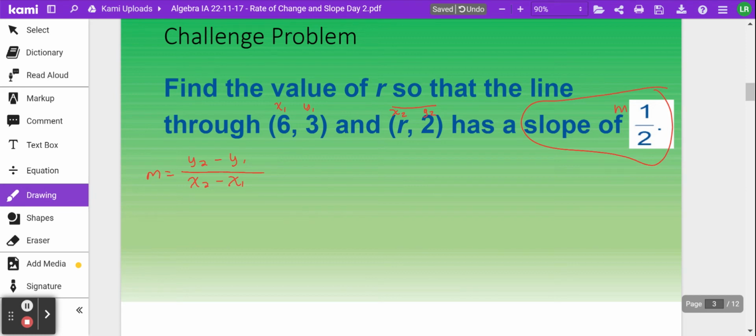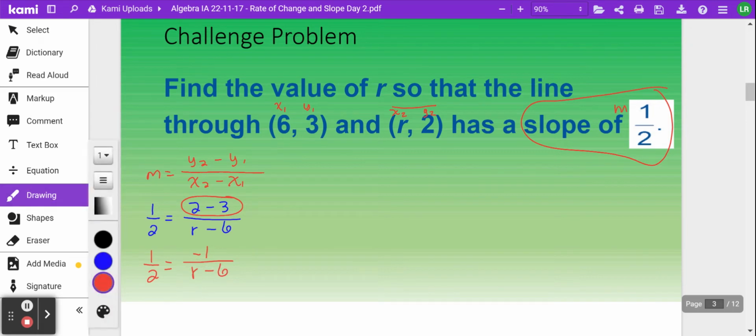And we're going to plug in our information. So m is 1/2. On the top, we have y2 minus y1, so that is 2 minus 3. On the bottom, we have x2 minus x1, that is r minus 6. Now, I like to clean this up a little bit. This 2 minus 3 would be negative 1 over r minus 6. And that is a proportion. Fraction equals fraction. Cross multiply.